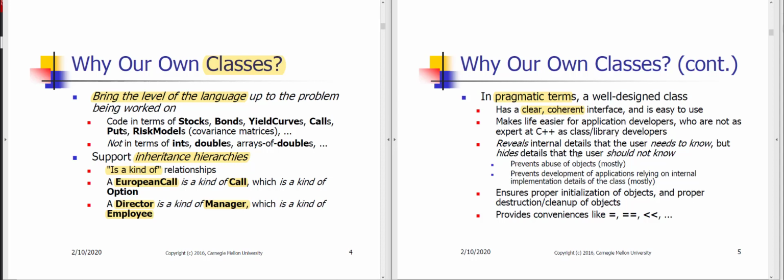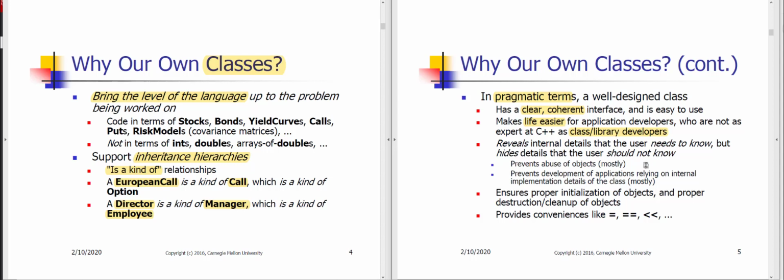Okay, somewhat more pragmatically, in terms of writing C++ code, what we want is a class that has a clear, coherent, and simple interface that is easy for application developers to use. Easier than dealing with header nodes and structure definitions and obnoxious long function names and pointers to header nodes and so forth. That is, we're going to make life easier for less experienced application developers by taking on the role of the more experienced class and library developers.